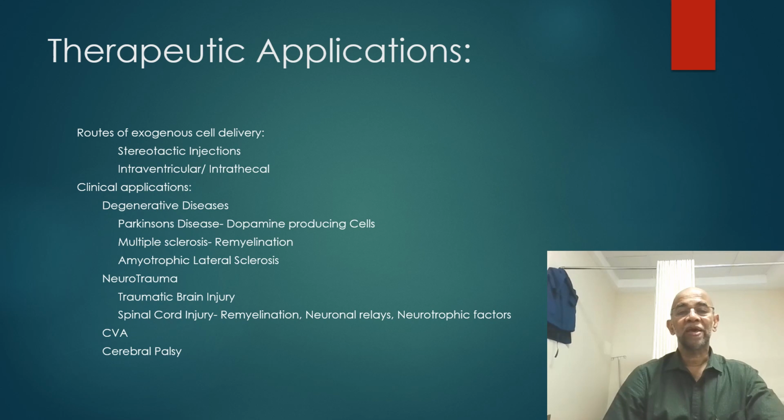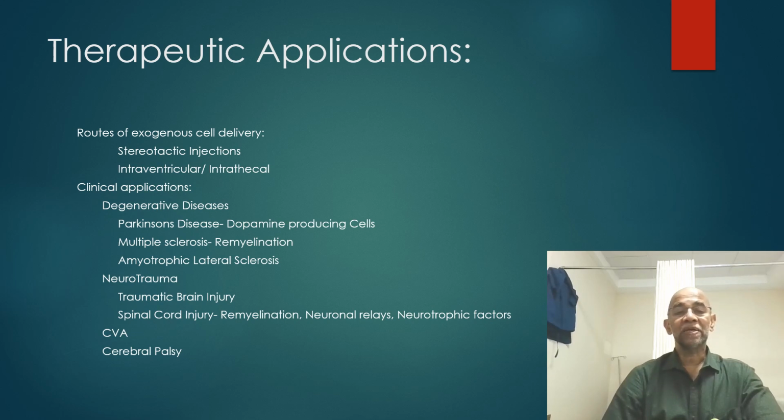How and where do we use stem cells? Stem cells can be administered by stereotactic injections to the site where they are required. They can also be given in the CNS by intraventricular injections or by intrathecal injections. In these situations, you want to use the local chemotactic factors which pull stem cells to areas of cell loss.